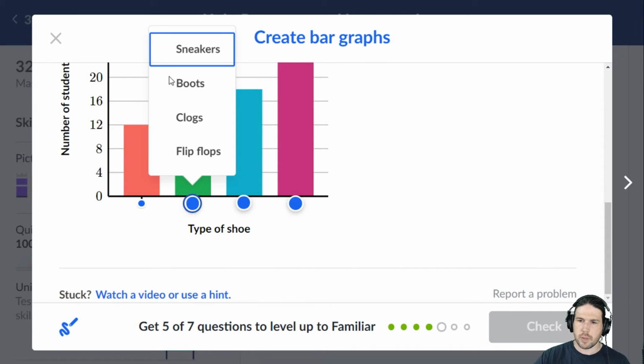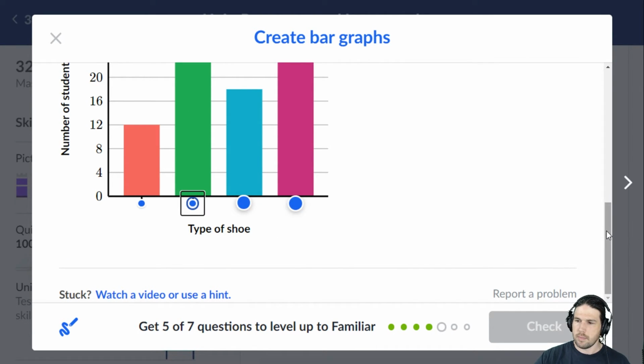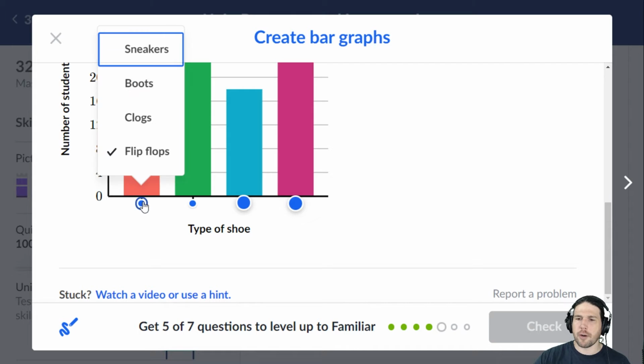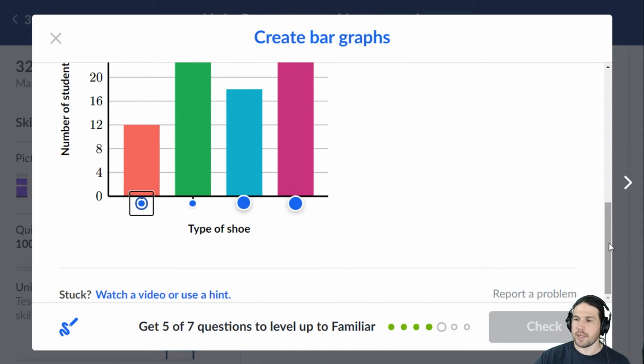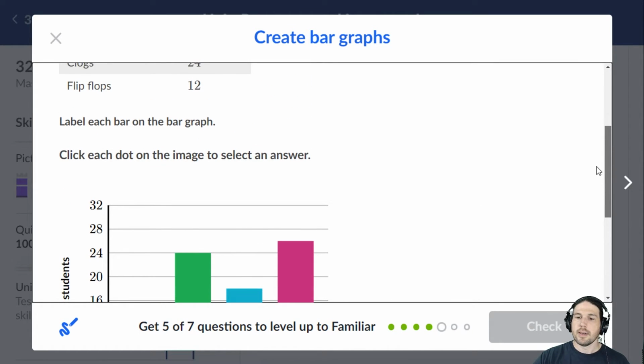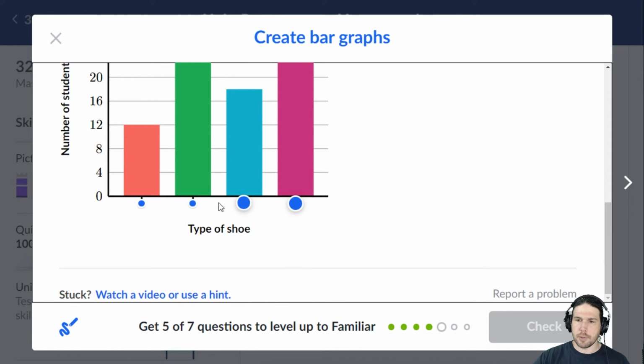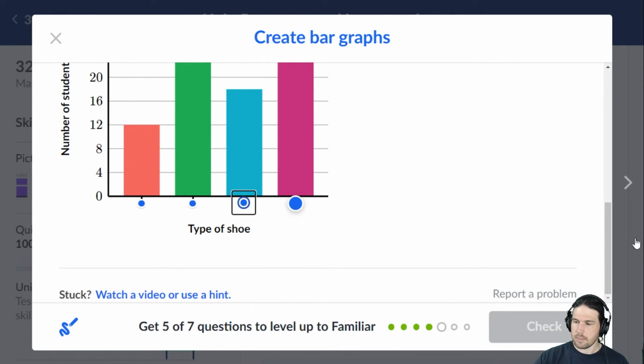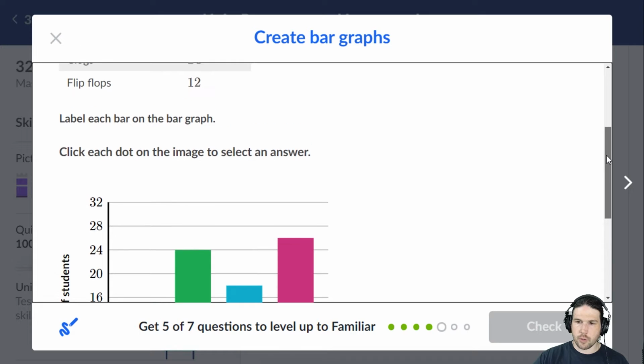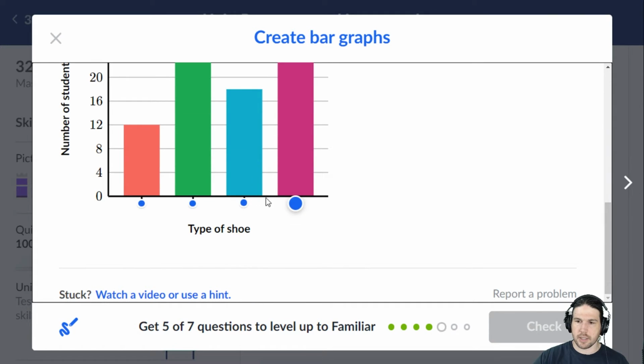Clogs is the green one here. Because then I have to go over here and make sure, okay, good, I did check the right one instead of just being able to see it. 18 is boots. And 26, it looks like, is sneakers.